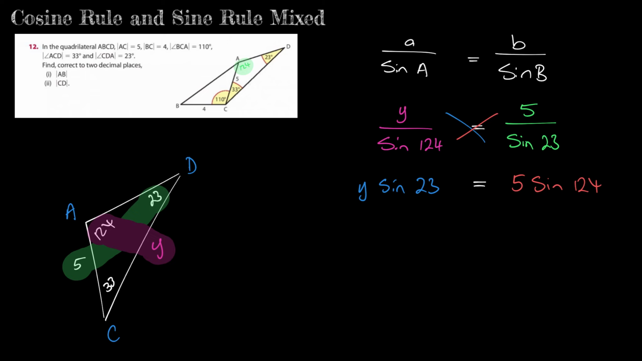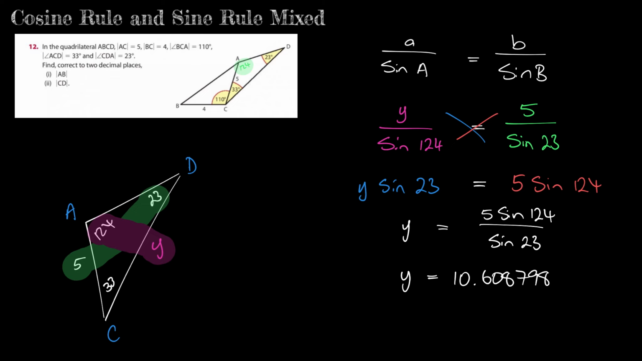The next step here is to try and get y by itself. In order to get y by itself, I need to divide both sides by sine 23. So that will leave me with y equals 5 sine 124 over sine 23. That will leave me with 10.60879864.